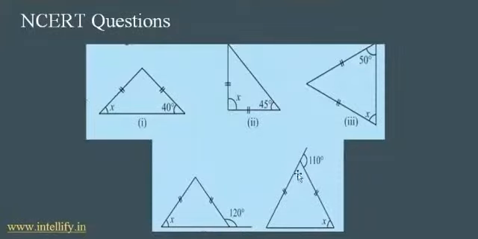So if this is 70 degrees, this is x degrees, and here the angle will also be x degrees. So 70 plus 2x will be equal to 180 degrees due to the angle sum property. And then x will be equal to 55 degrees, because 2x will be equal to 110 degrees and x will be equal to 55 degrees.